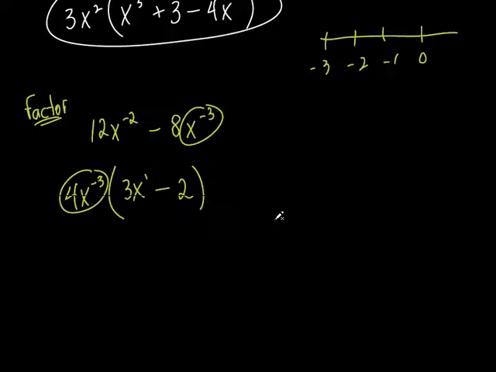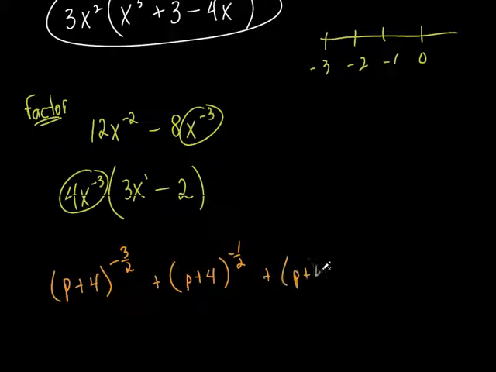These are all like a little too easy. I'll tell you what, let's do this one. Okay, let's change colors from that puke green to this nice orange. Here we go. Ready? P plus 4 to the negative 3 halves, plus another P plus 4 to the negative 1 half, and then plus P plus 4 again in parentheses, and that is to the positive 1 half.